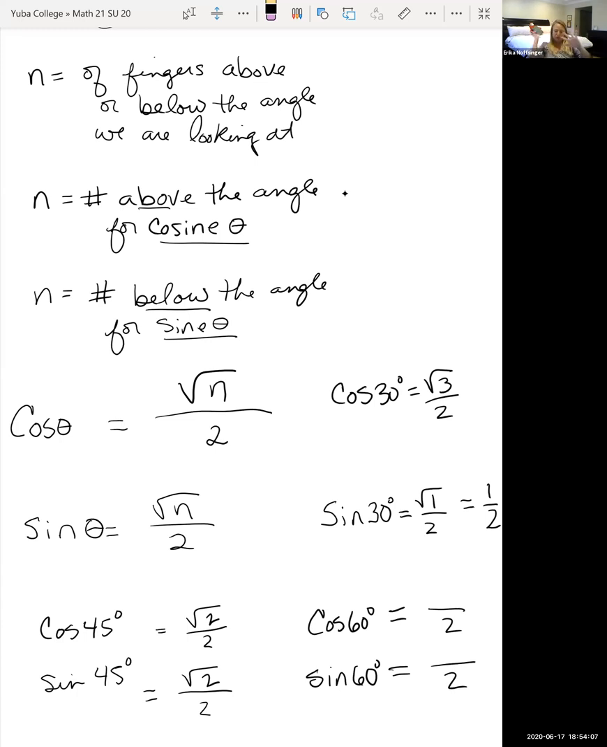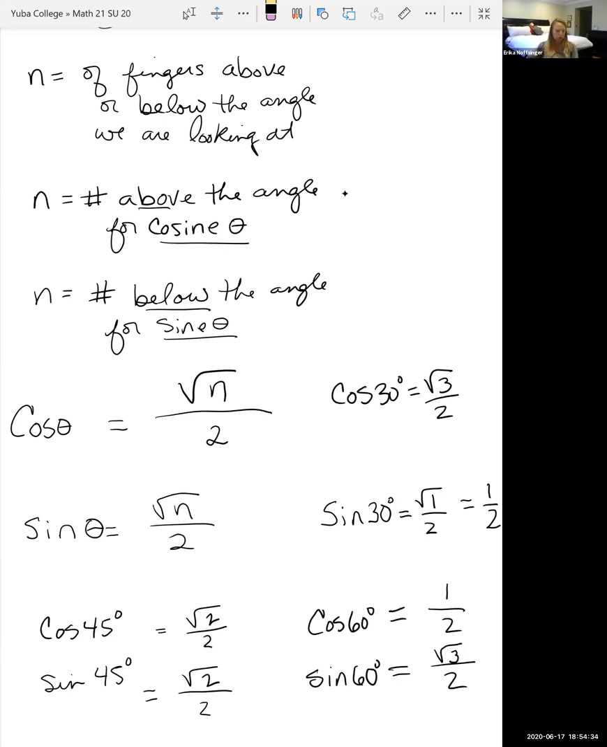I know it's the square root of the number of fingers. So 60 degrees is here. And so there's only 1 finger to the top of that, which is 1. So that's 1. Cosine of 60 is 1/2. 60 degrees is here. So below, the number of fingers below my 60 degrees is 3. So we have the square root of 3 over 2 for sine of 60.